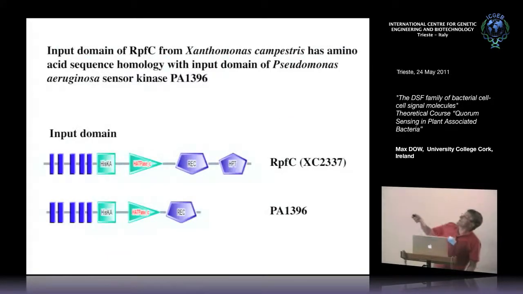So the first thing is to compare, this is RpfC in the SMART diagram. We see these five transmembrane helices, histidine kinase, receiver, and HPT domain. Now, if we look at PA1396, this is the thing that we found when we did the BLAST search with this sequence here. So it's got five transmembrane helices. Remember, the BLAST search is based upon a linear amino acid sequence, not necessarily hydrophobicity or anything like that. It is a histidine kinase, it has a receiver domain, but no HPT domain. So this was, in our eyes, a putative sensor for DSF in Pseudomonas aeruginosa, an organism at the time that we didn't believe made any form of DSF signal.